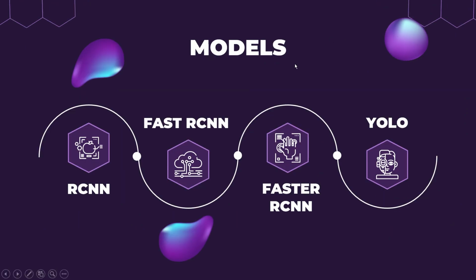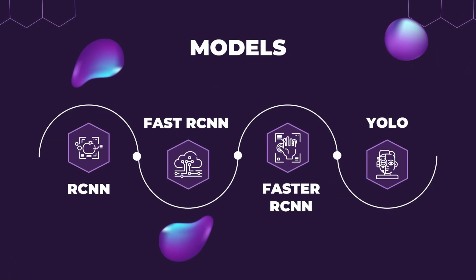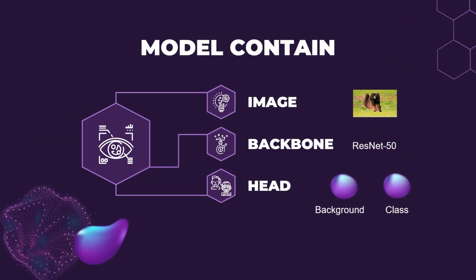These are some object detection models: RCNN, Fast RCNN, Faster RCNN, and YOLO. In our transfer learning, we use Faster RCNN. In all models, whether it is Faster RCNN, YOLO, detector, or SSD, all these models have three things in common: the input image, the backbone, and the head.